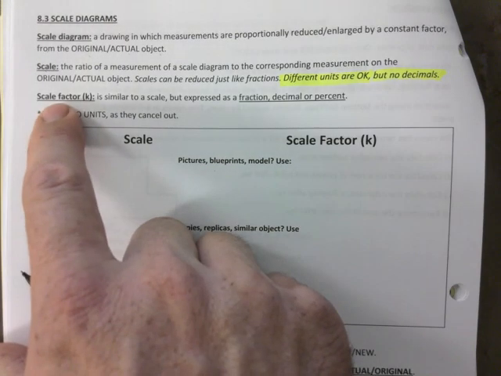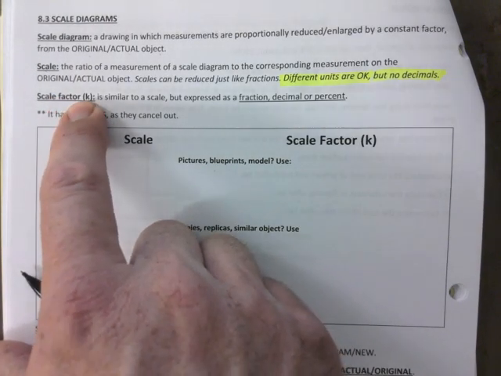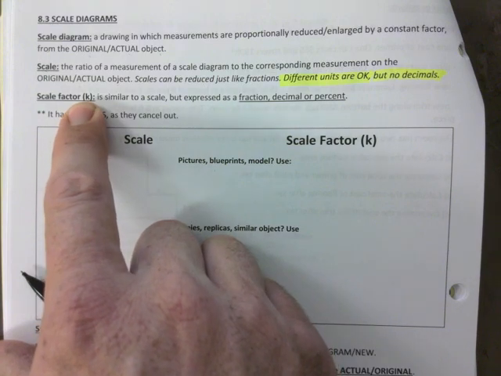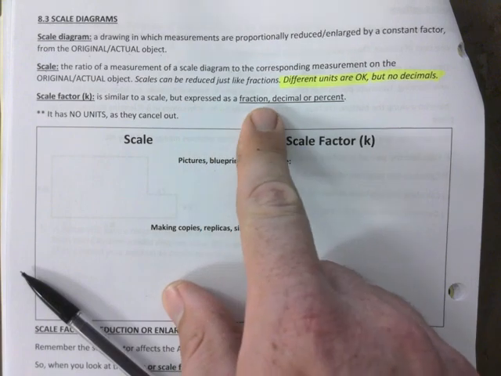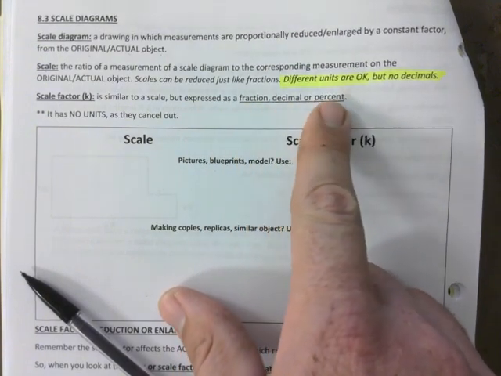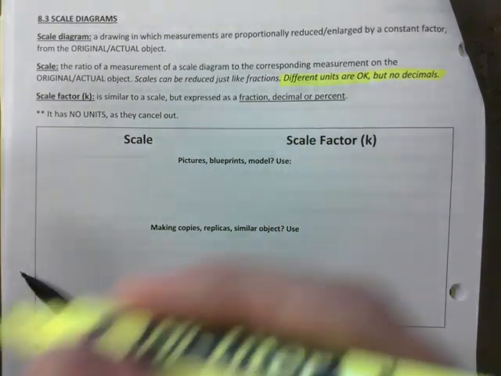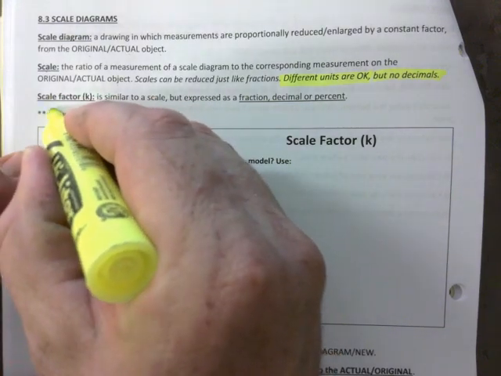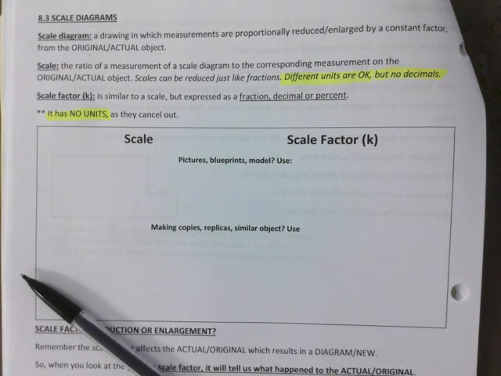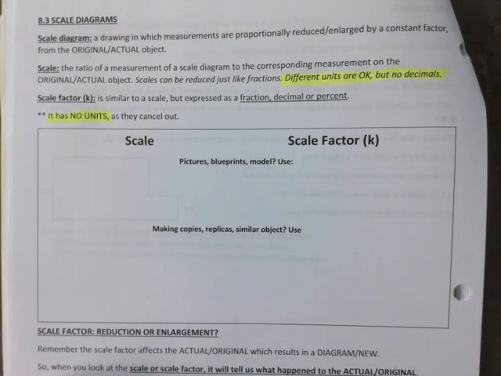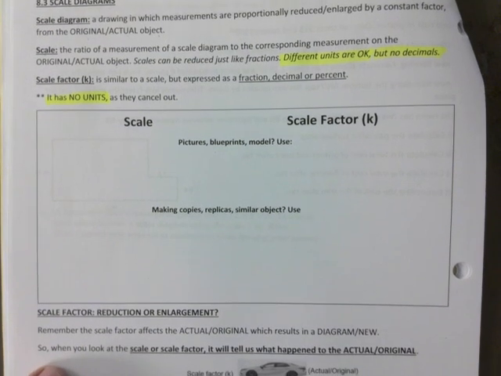Scale factor. The scale factor is indicated by the letter K. It's similar to a scale, but expressed as a fraction, decimal, or percent. And here's the important part. It has no units. Okay, a scale factor should have no units attached to it whatsoever. Okay.